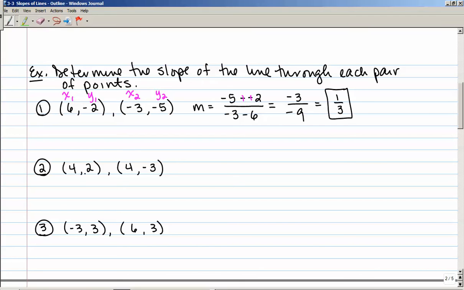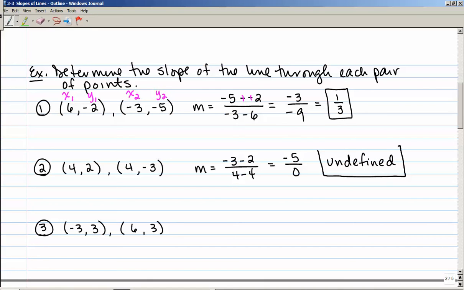Example number 2, (4, 2) and (4, negative 3). So let's subtract our y's, negative 3 minus 2, over, subtracting our x's, 4 minus 4. And that's going to give me a negative 5 over 0. And you'll recall from the first commandment of math that thou shalt not divide by 0. So this is not a number that we can use. It is not equal to 0. This is a case where we would say that the slope is undefined. If I were to graph those 2 points and draw the line through them, it would be a vertical line.